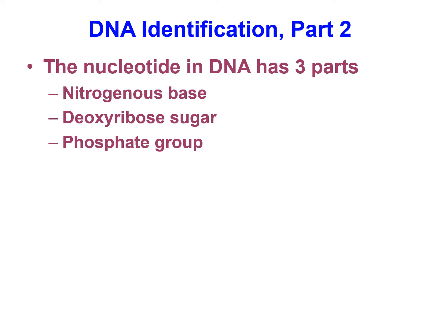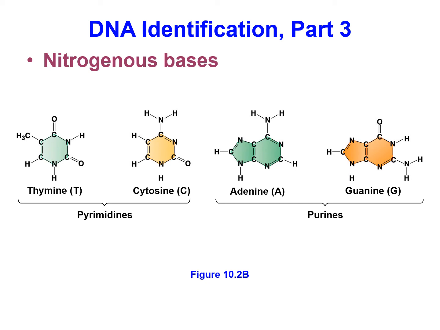So the nucleotide, which is the monomer of DNA, has 3 parts to it: a nitrogenous base, a deoxyribose sugar, and a phosphate group, and we're going to look at all 3 of those right now. So this slide shows the nitrogenous bases that are in the nucleotide or the monomer of DNA.